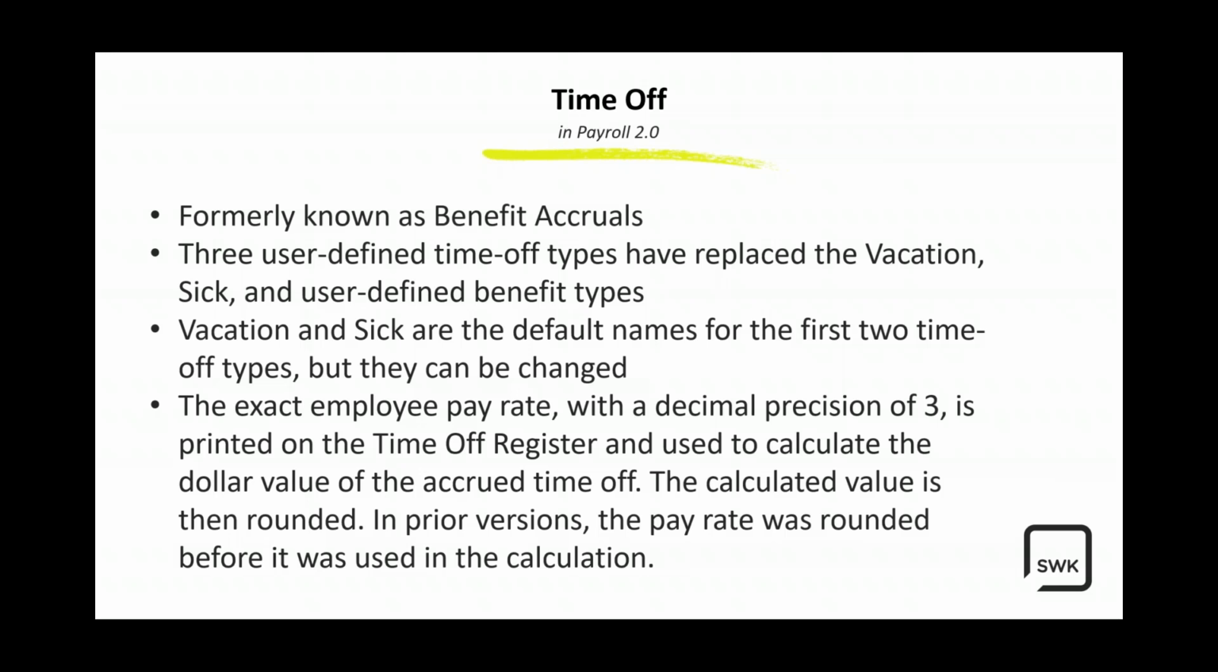But all you have to do is go into your payroll options and change that to be whatever description you want. The other difference is the calculation has changed. It now calculates that accrual based off the exact decimal precision, and then it rounds. Whereas before they used to round the pay rate and then calculate, now they calculate off the actual pay rate and then round that final number in the system. So they've just reversed where the rounding happens during the calculation of the time off.